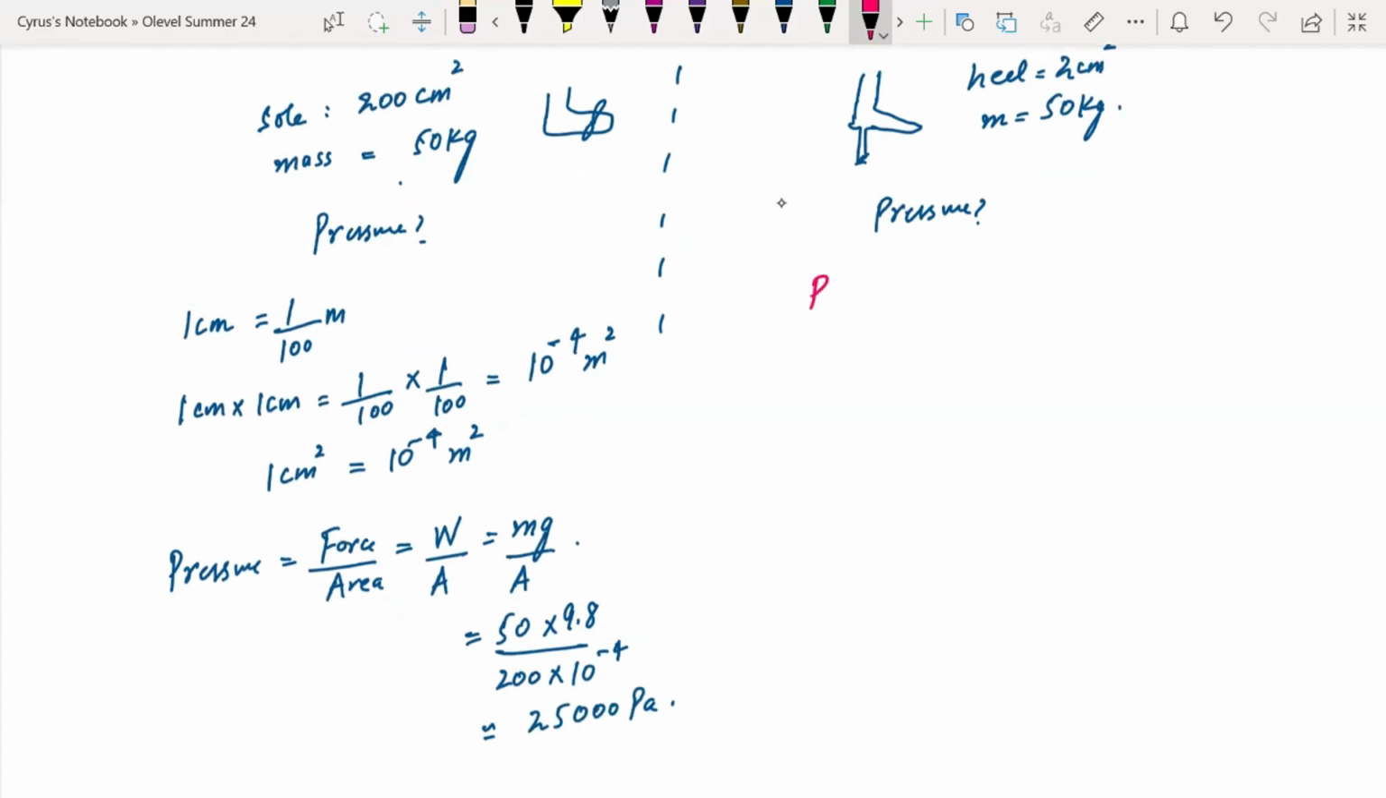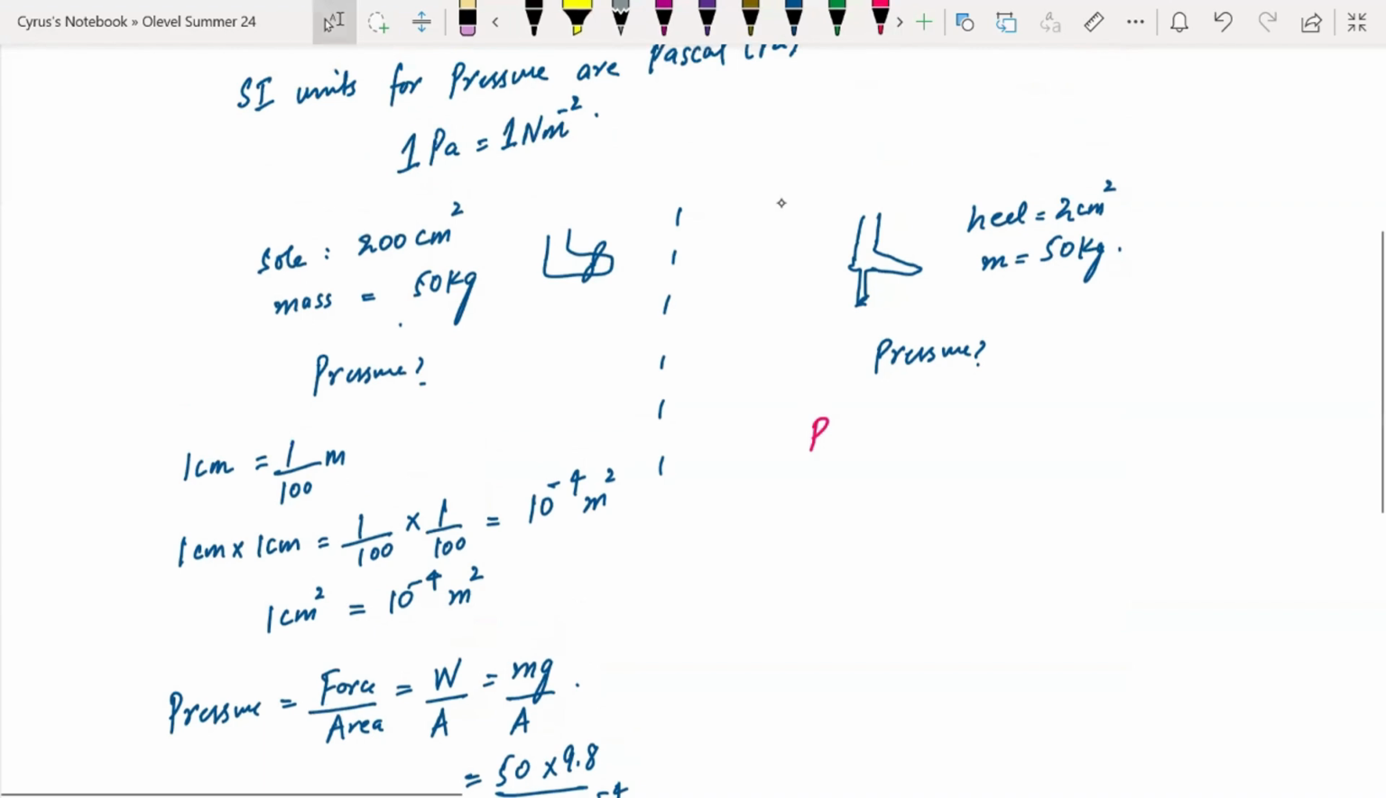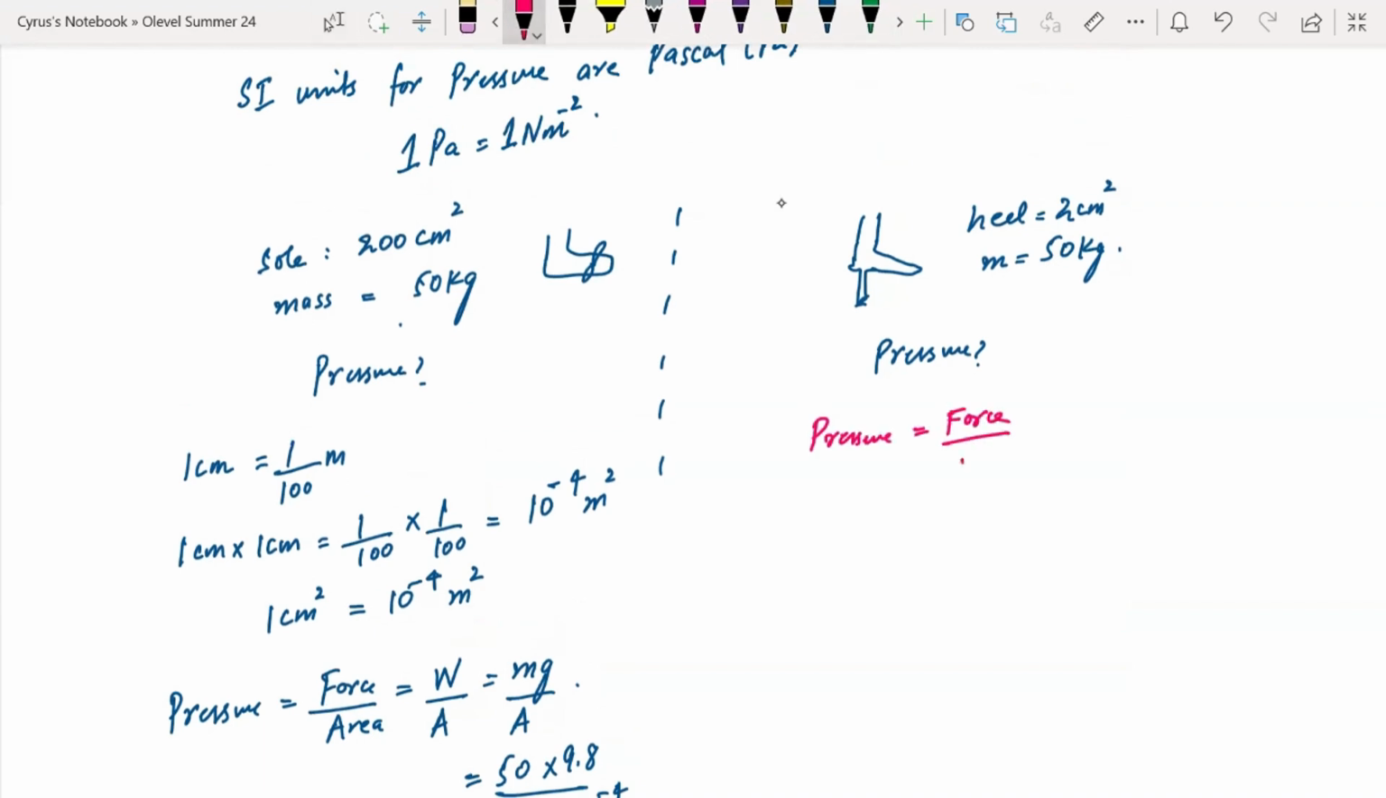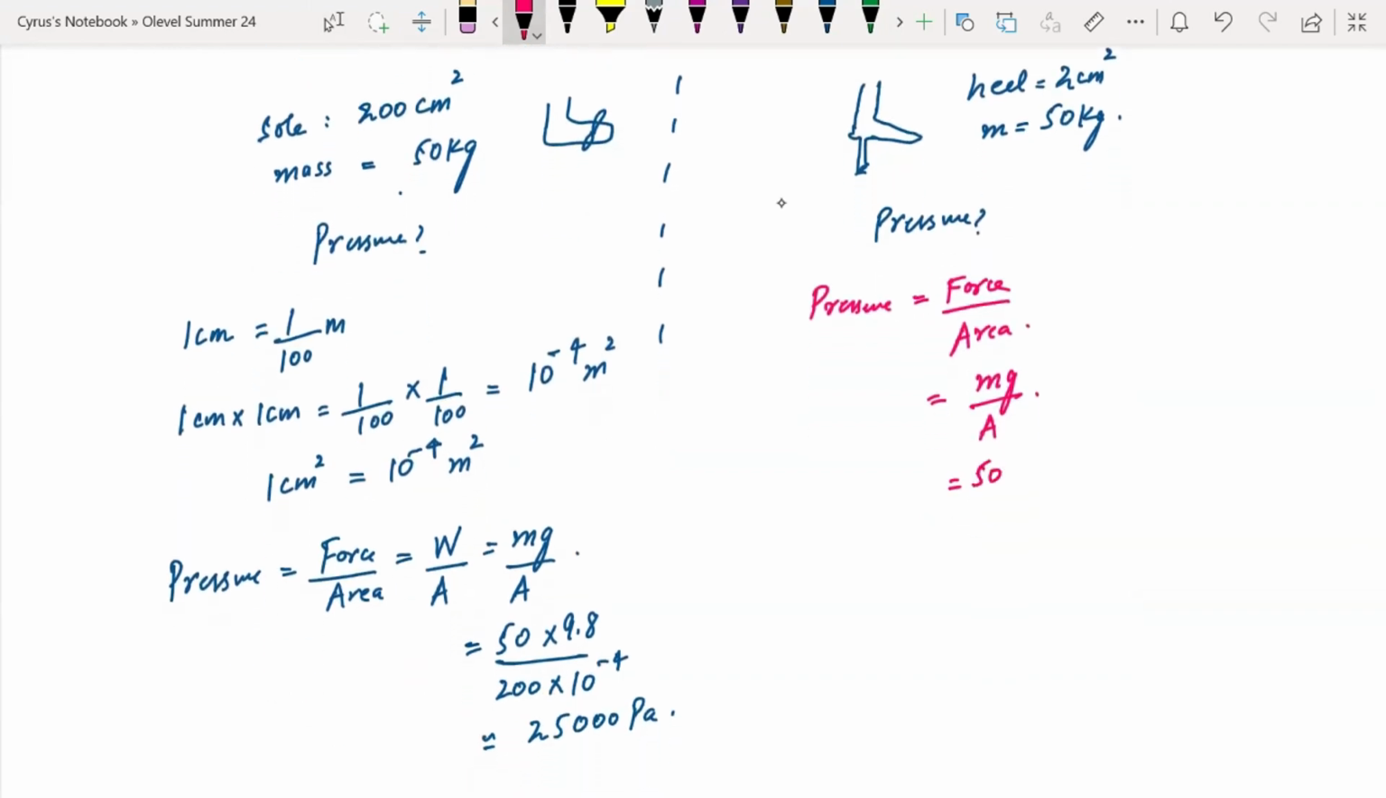यहाँ पे भी आप प्रेशर निकाल रहे हैं. हील का प्रेशर अगर आप निकालें तो प्रेशर इज फोर्स ओवर एरिया. तो फोर्स कितनी है? दैट इज mg over a. So mass is 50, g is 9.8, area is precisely 2 centimeters square. तो आप 2 को कन्वर्ट करेंगे मीटर स्क्वायर में, मल्टीप्लाई बाय 10 रेज़्ड टू पावर माइनस 4 कर देंगे. जब आप इसको सॉल्व करेंगे तो आप देखेंगे प्रेशर बहुत ज्यादा आ रहा है. दैट इज 2.5 into 10 raised to power 6 Pascal.